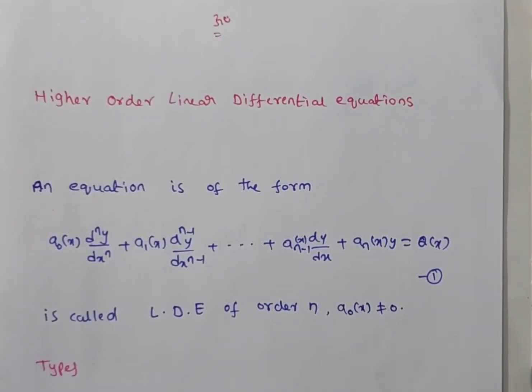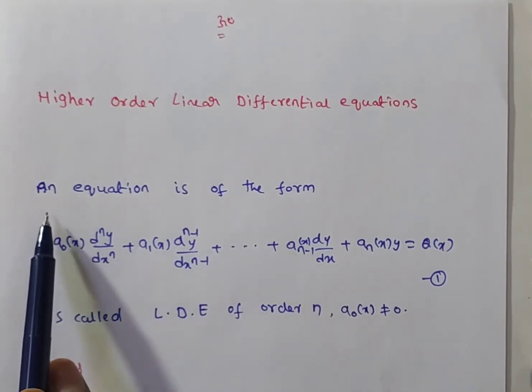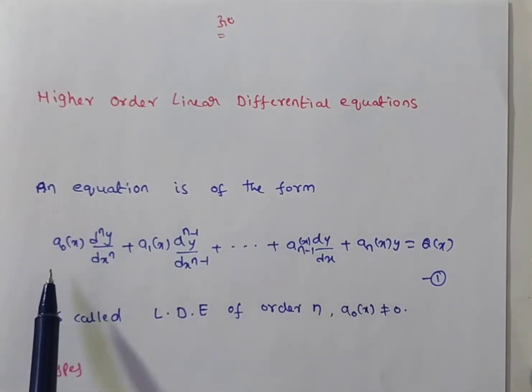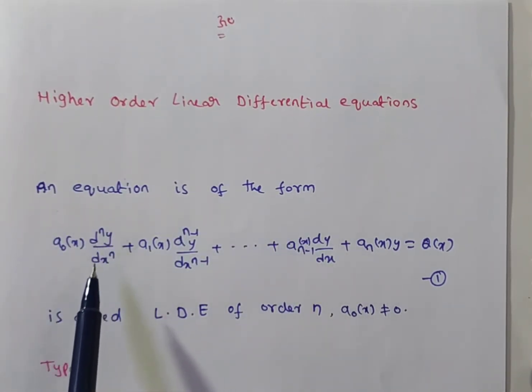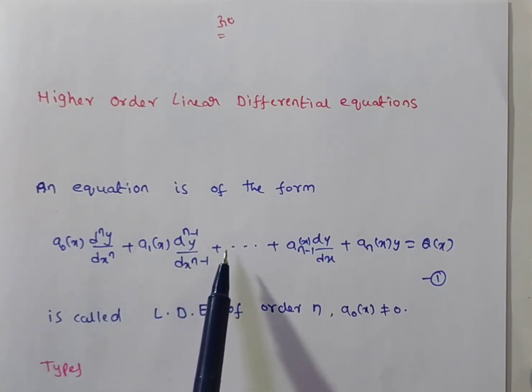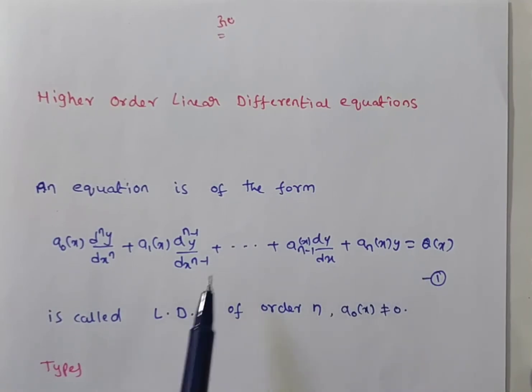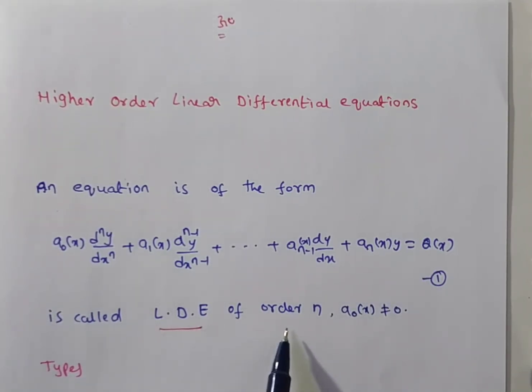Friends, now we are discussing a review of higher order linear differential equations. An equation of the form a naught of x d to the power n y by dx power n plus a1 of x into d power n-1 y by dx power n-1 plus, and so on, an of x into y is equal to q of x is called a linear differential equation of order n, where a naught of x is not equal to 0.